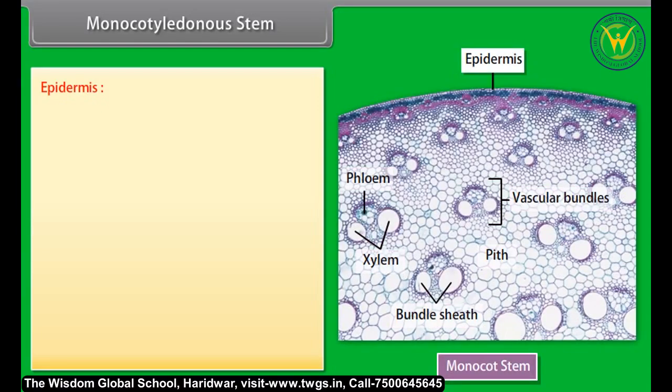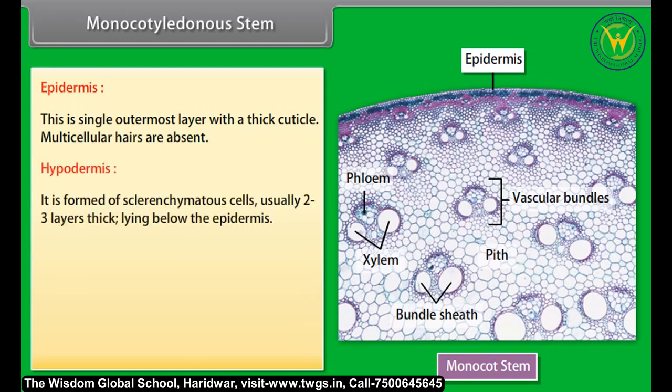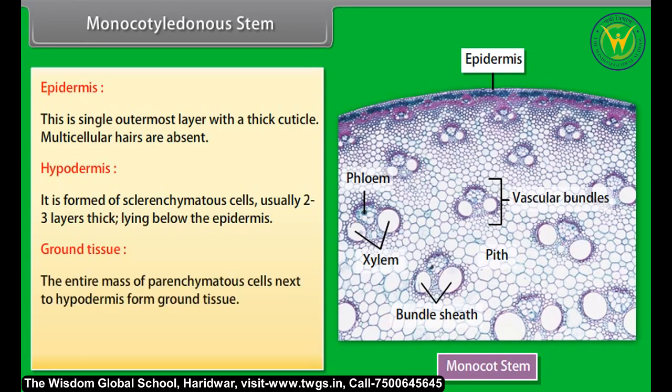Epidermis. This is a single outermost layer with a thick cuticle. Multicellular hairs are absent. Hypodermis. It is formed of sclerenchymatous cells, usually 2-3 layers thick, lying below the epidermis. Ground tissue. The entire mass of parenchymatous cells next to the hypodermis forms ground tissue. The vascular bundles remain scattered in the ground tissue.